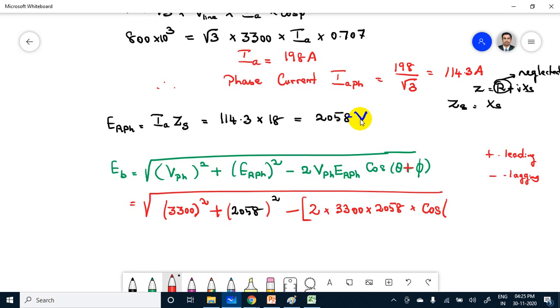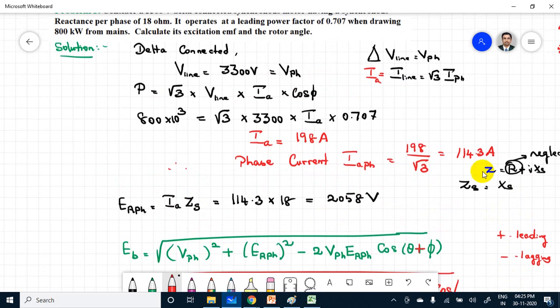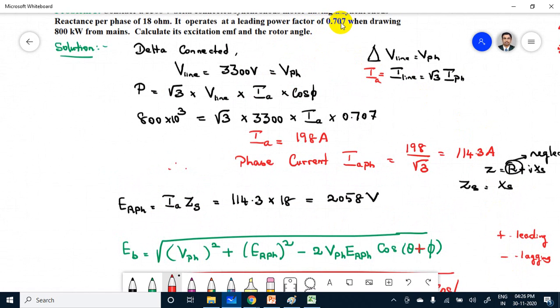What is theta? How do we calculate this theta value? Anyone? Phi value, how much? In your question, the power factor is given, right? They have given power factor is 0.707. That is cos phi equal to 0.707. So from this, phi equals cos inverse of 0.707.